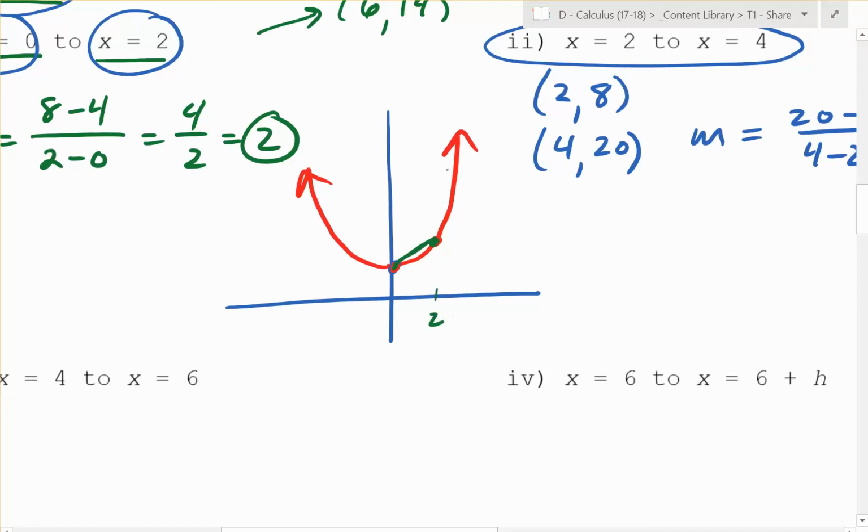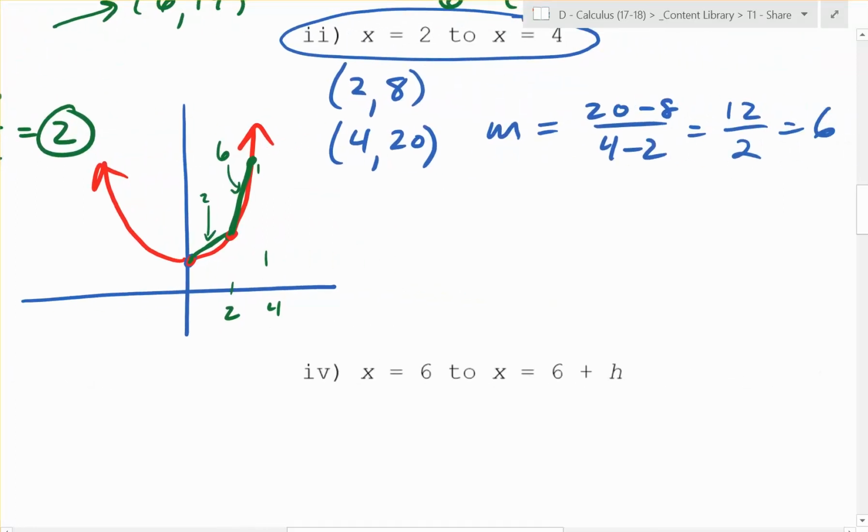But if you go from 2 to 4 here, here's 2 to, let's say that's 4. I'm exaggerating here. See that? We just measured the slope of that line. So we said that the slope here was 2 and the slope here was 6. And that kind of makes sense because as we move to the right, this curve is getting steeper.